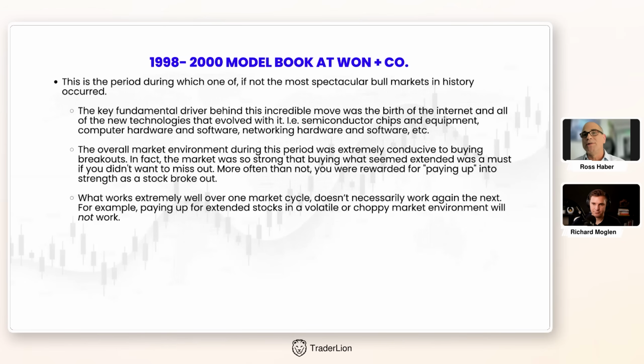We grew it pretty quickly. And so, as you get up to over $500 million assets under management, and you're running that on margin, buying just the pivot like we did in this market, and paying up for extended names in the wrong environment will destroy you. What works in one environment doesn't work well in the next, and that's hard to get used to.